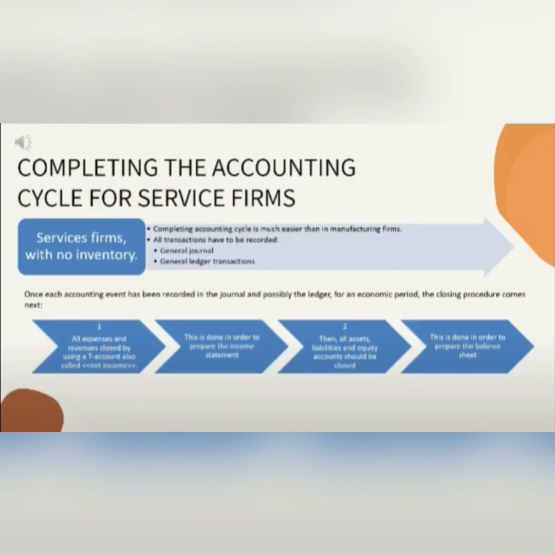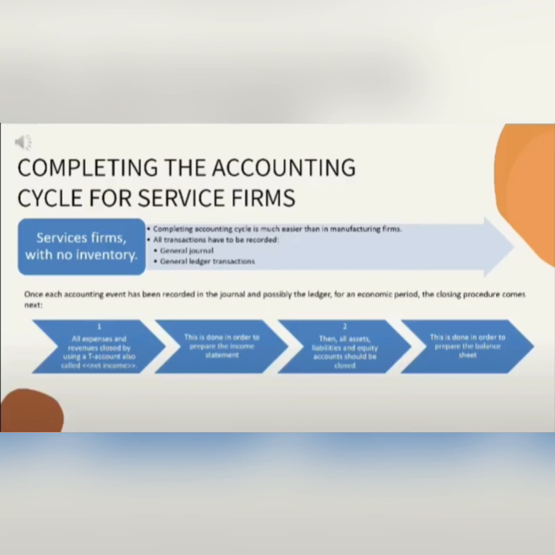Completing the accounting cycle is much easier for service firms that have no inventory than for manufacturing firms. All transactions have to be recorded, either in the general journal or in the general ledger, depending on the invoices or documents issued or received. Once all the accounting events have been recorded, either in the journal or the ledger, at a specific time period, the closing procedure comes next.